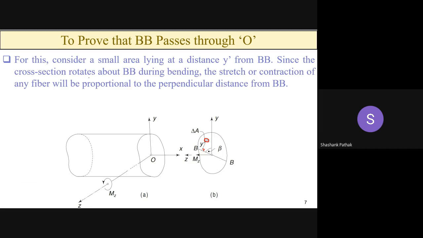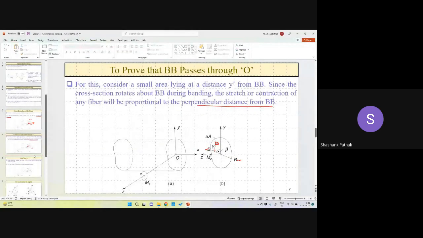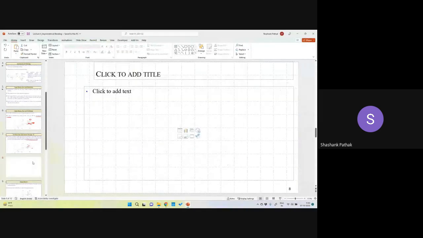Since the cross section rotates about BB, during bending, the stretch or contraction of any fiber will be proportional to the perpendicular distance from BB. This is the standard thing that you already know. Okay. So we can write here. So let me first introduce some blank sheets. Only then I can explain this one. New slide.